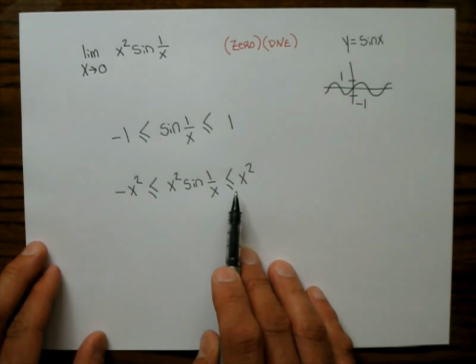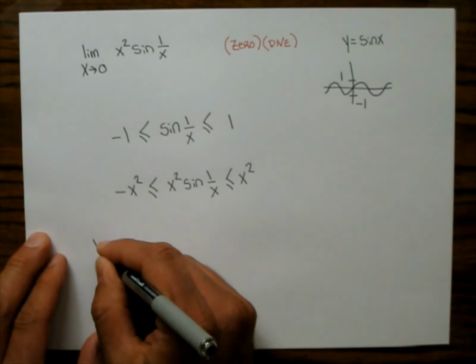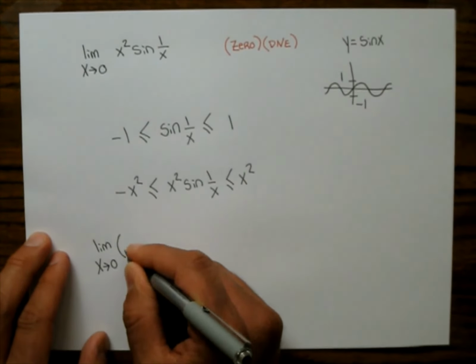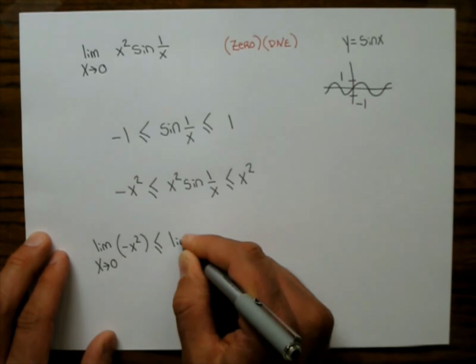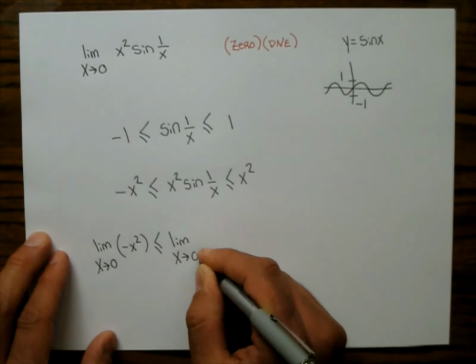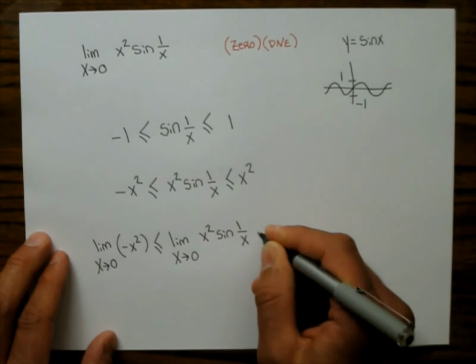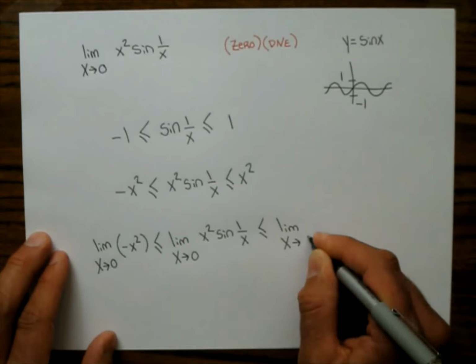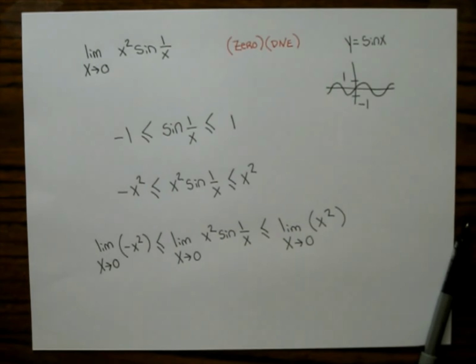Now here's the whole tricky part of this. You have these three parts. I'm going to say the limit as x approaches 0 of negative x squared is less than or equal to the limit as x approaches 0 of x squared sine 1 over x, less than or equal to the limit as x approaches 0 of x squared. I'll put parentheses around that. Okay, so the camera did stop. So I'm picking up where we stopped it.